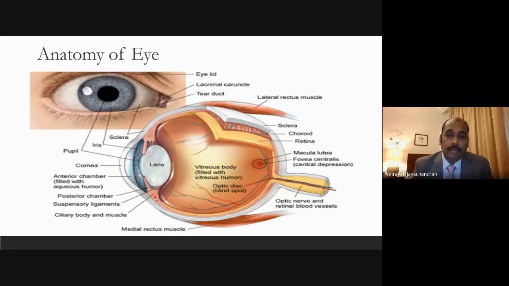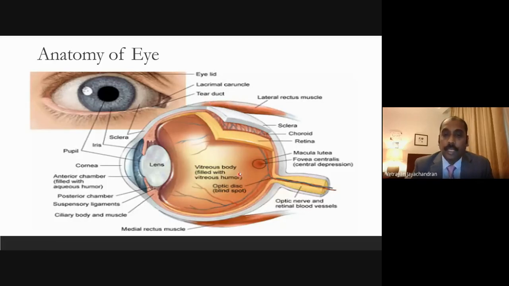Apart from that, we have the ciliary muscles, which hold the lens and help with the constriction and dilation of the lens, whenever you want to focus on sharp objects or near or distant objects. We have the eyelids, which protect the eyes, and we have the tear duct, which produces tears and removes all the debris present in the eyes, and keeps the sclera of the eye wet.